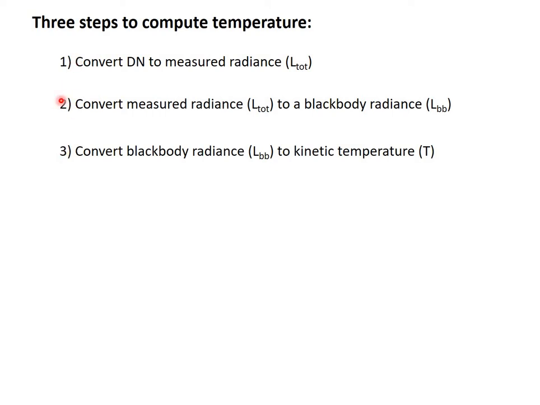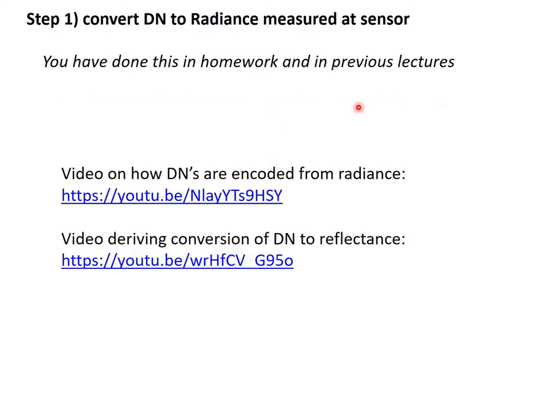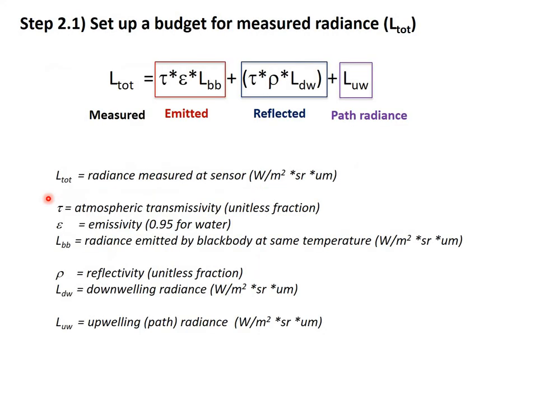So in this step, number 2 in particular, we're going to be using the emissivity to essentially convert the measured radiance to what it would have been if it was a black body emitter. All right, so actually step 1, we're going to skip because you know how to do this. We've covered it in a couple previous videos, and the links to those are here. Please check them out.